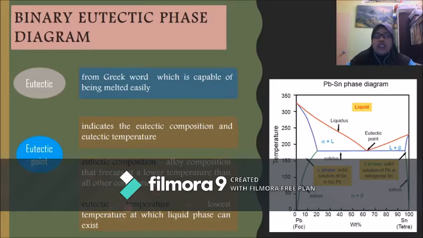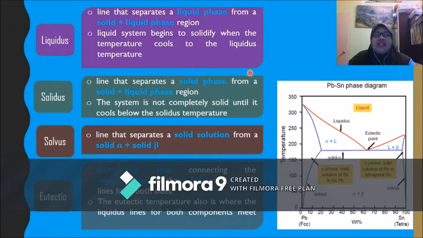Then, what is eutectic temperature? Eutectic temperature is the lowest temperature at which the liquid phase can exist, and this is the eutectic point. What is liquidus? Liquidus is the line that separates a liquid phase from a solid plus liquid phase region. The system begins to solidify when the temperature cools to the liquidus temperature.